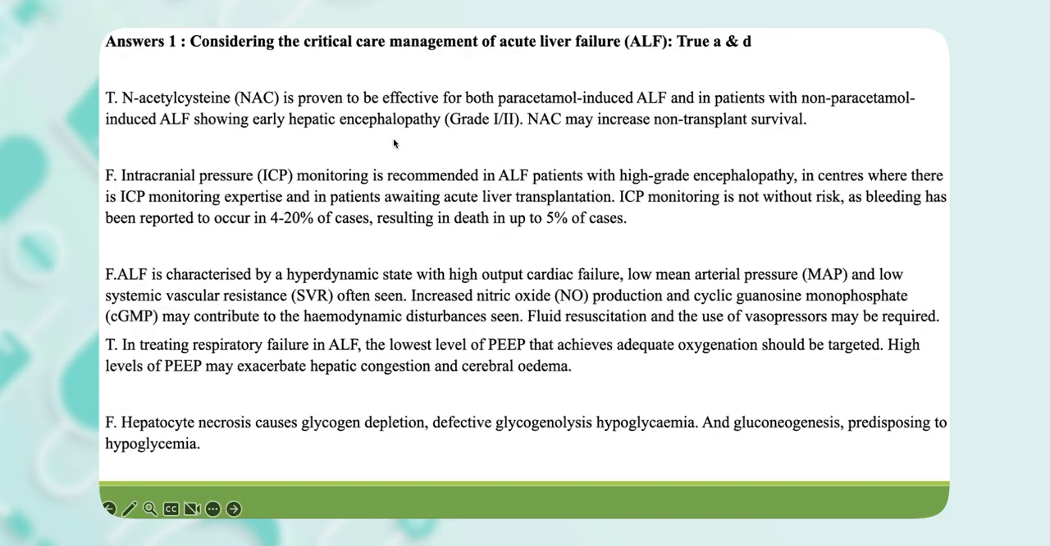N-acetylcysteine is effective for paracetamol-induced acute liver failure, and the evidence says that NAC may also have a good effect in non-paracetamol poisoning. Intracranial pressure monitoring is not mandatory, and definitely not for low-grade encephalopathy. In high grade, where brain edema is there, ICP monitoring is indicated, but invasive ICP monitoring is nowadays not recommended because of bleeding risks.